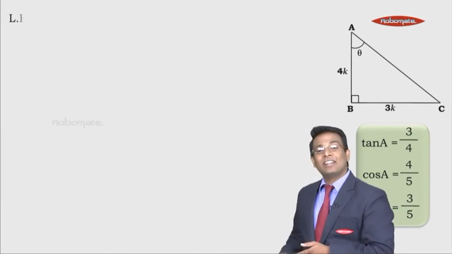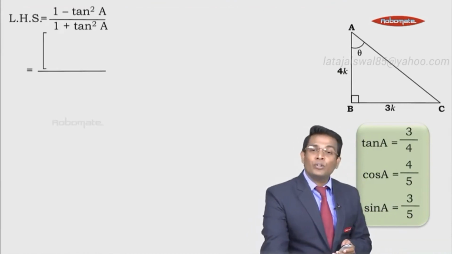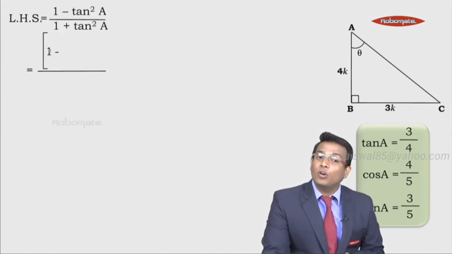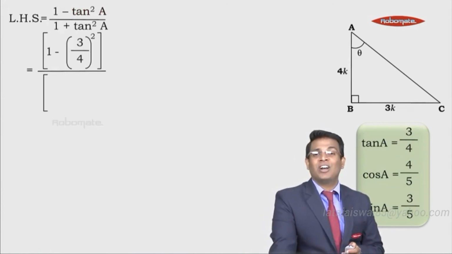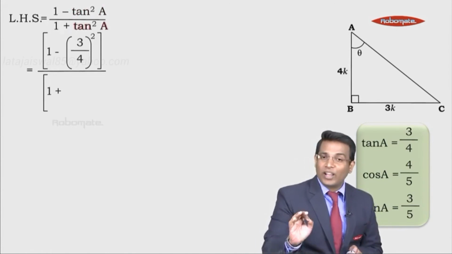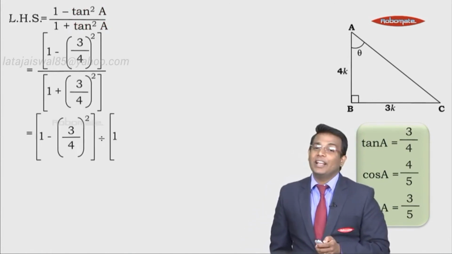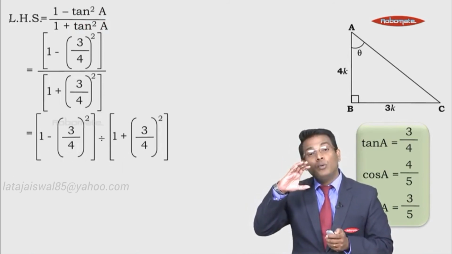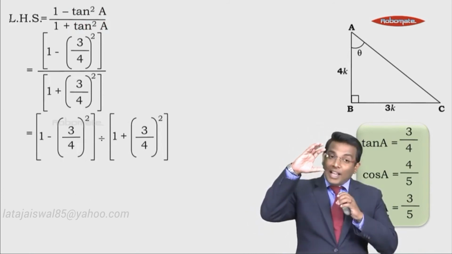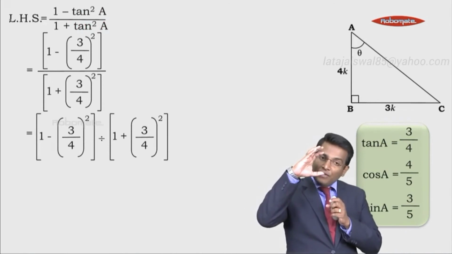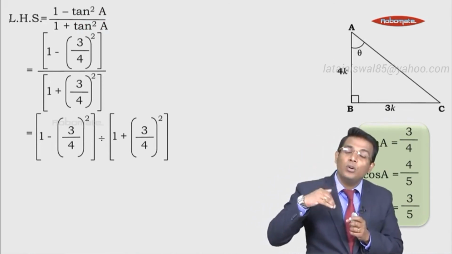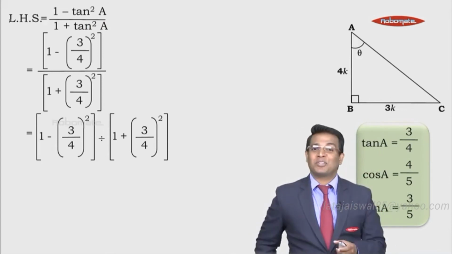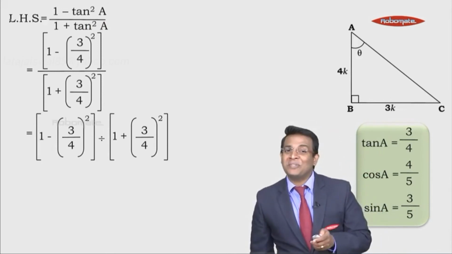So we select the left hand side now. In the left hand side, we're going to substitute the value. That is 1 minus tan square A, that is tan A the whole square, that is 3 upon 4 the whole square. Same way, tan square A, we substitute the value there, right? Now, first, when we have a fraction upon fraction, I've always said, put that in the horizontal form first. It becomes easy for us to solve.